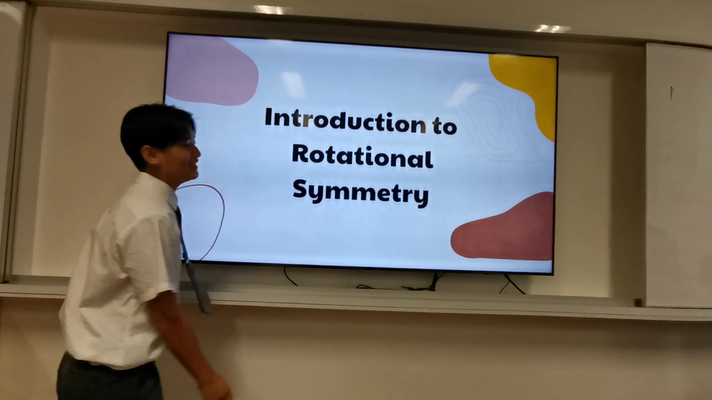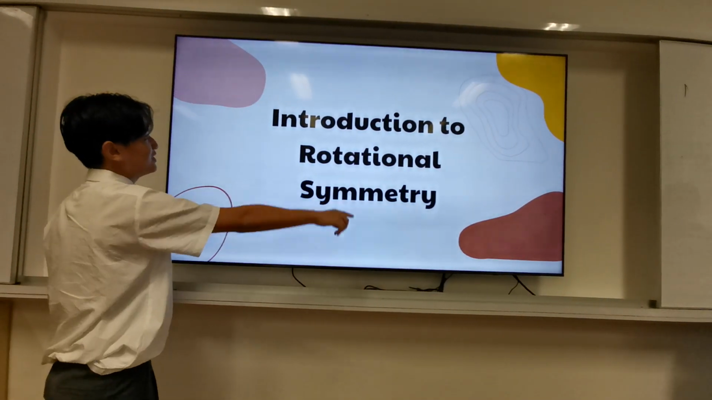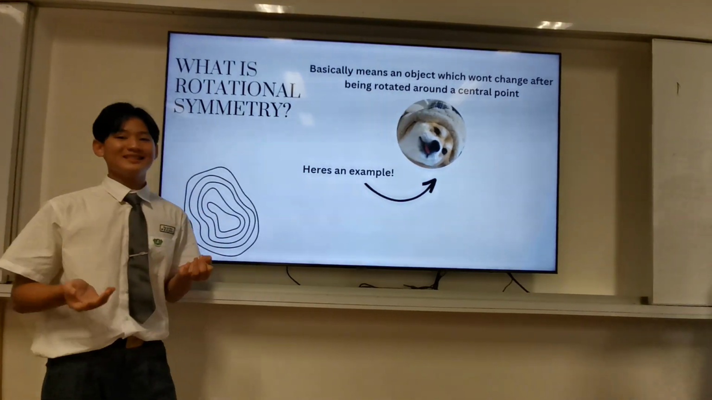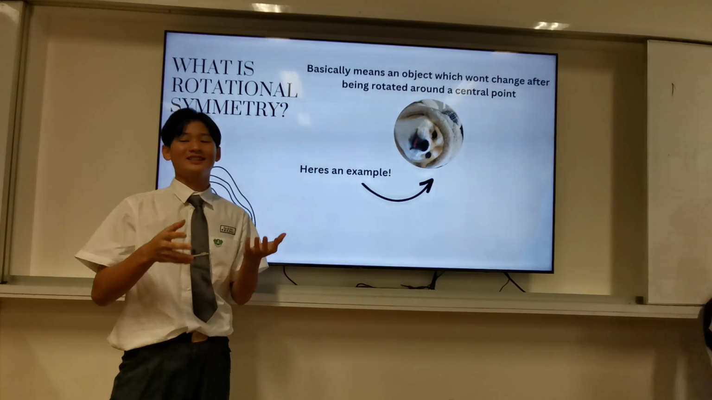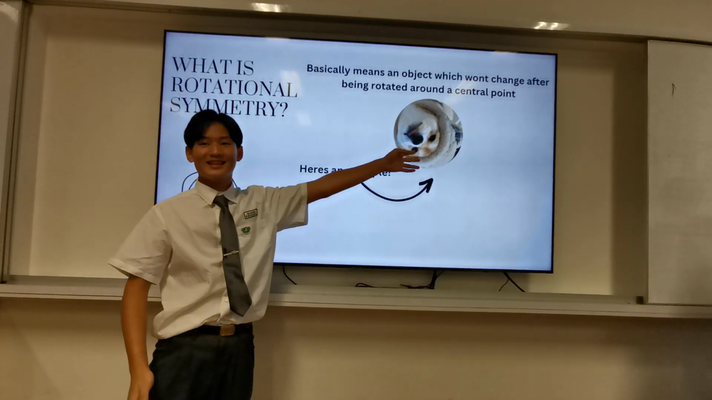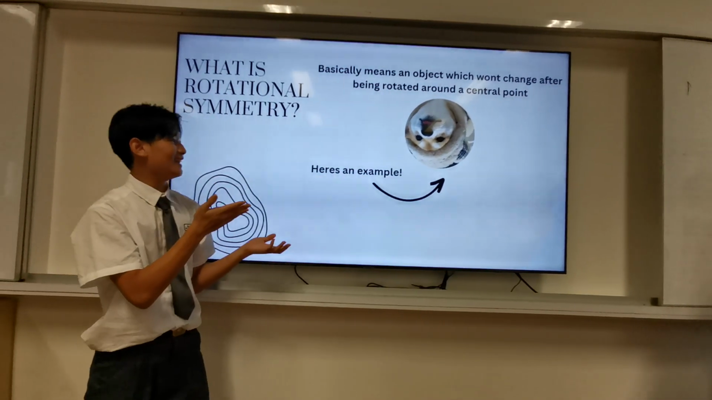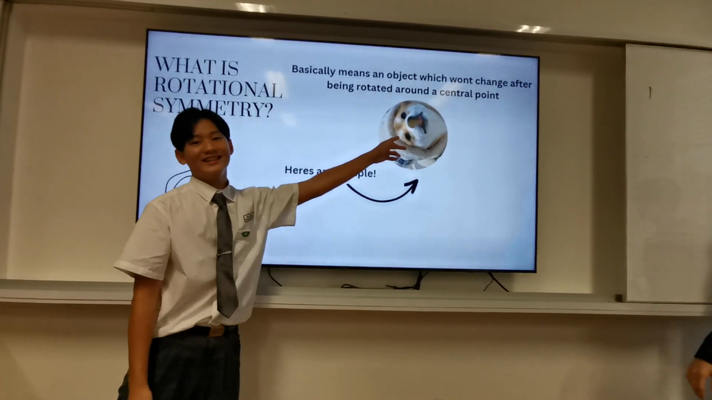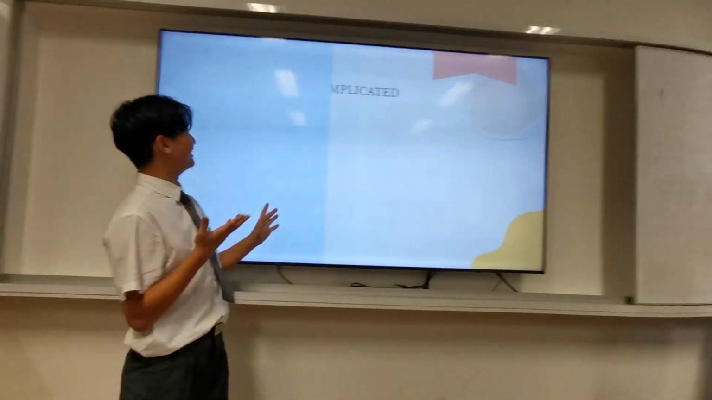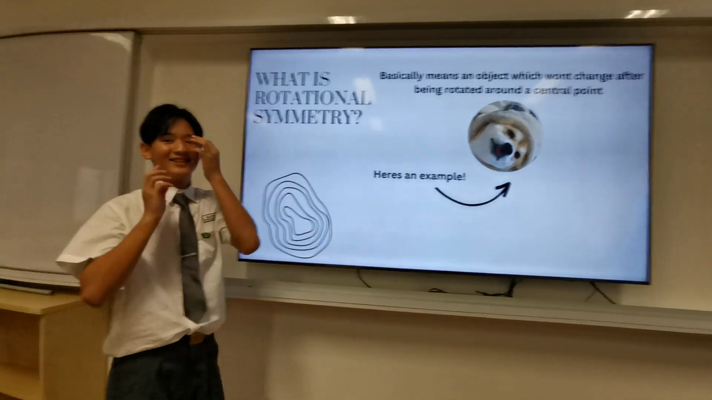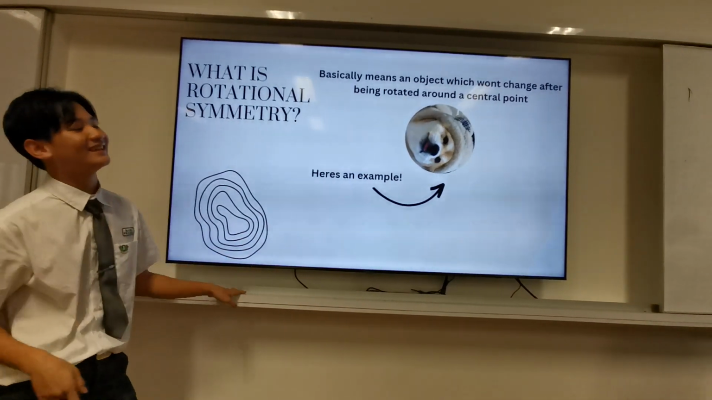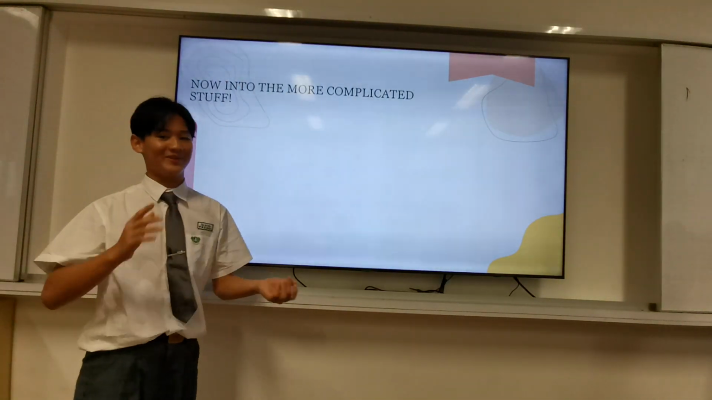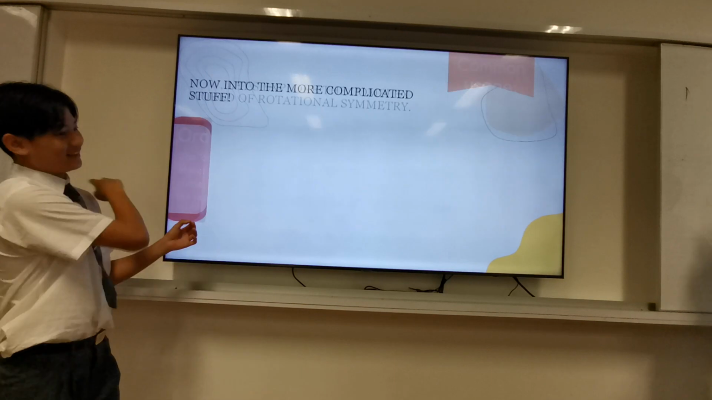Okay guys, I'll be introducing you to rotational symmetry. Rotational symmetry basically means that when something is rotated, it will look the same. Whenever it's spinning, it will look the same, right? Here's an example. Now let's get into the more complicated stuff.